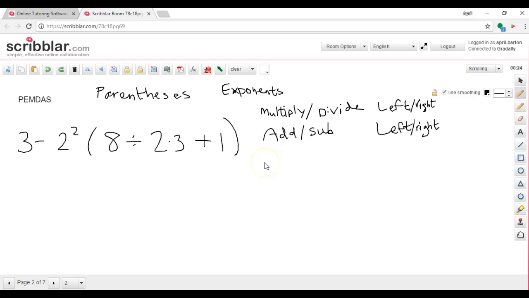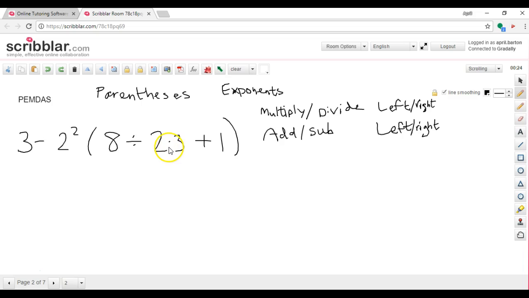So on this particular problem, we do have parentheses. The parentheses is doing what's inside. So inside of these parentheses, you kind of have to start order of operations again. So inside the parentheses, we look for any other parentheses. Sometimes we'll have two sets. We don't have any, so we skip to exponents. We don't have any exponents, so we skip to multiply and divide.